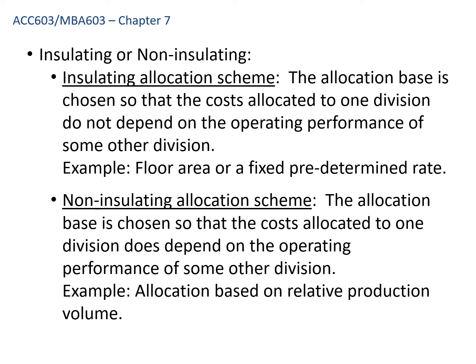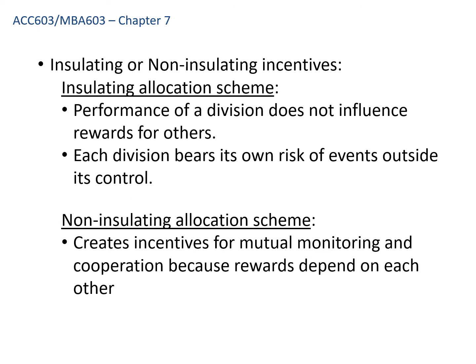or some other measure where somebody else doing a good job will also help you. And the benefit here, the incentive, is that if I choose a non-insulating allocation scheme, there's going to be incentives for people to have cooperative behavior and work together rather than against each other. The argument against it is that now I'm being influenced by activities outside of my control, so that's the downside to it. But the upside is less competition between divisions and more cooperative behavior, which generally is better for the company on an overall basis. So I hope you found that lecture helpful.